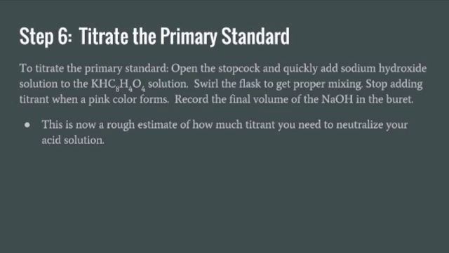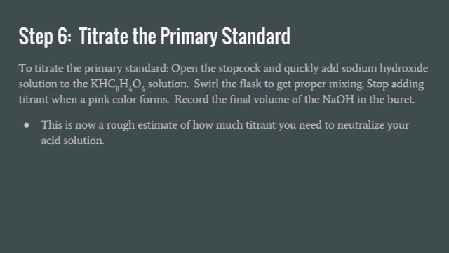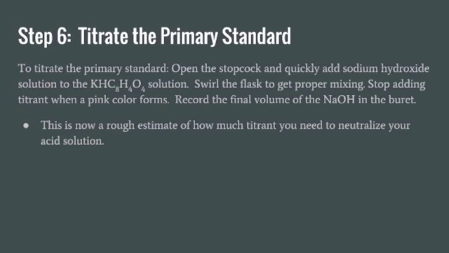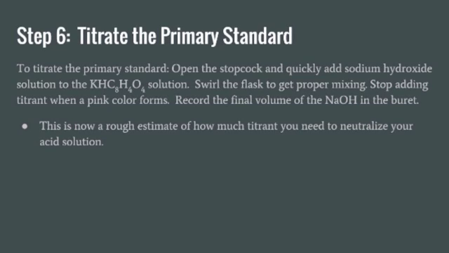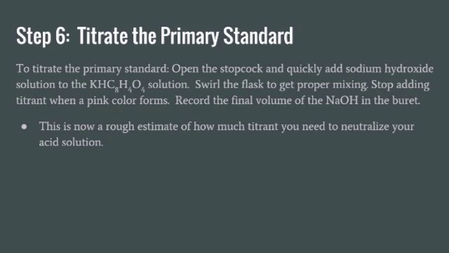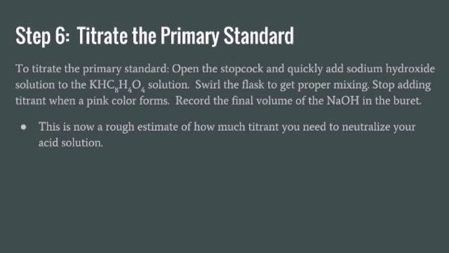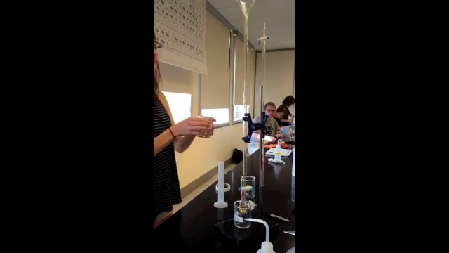For the next step, you want to begin to titrate the primary standard. To titrate the primary standard, you're going to start by opening the stopcock and quickly adding the sodium hydroxide solution to the KHC8H4O4 solution. You're then going to want to swirl the flask to get a proper mixing. Then you want to stop adding the titrant when a pink color forms. You're going to want to record your final volume of the NaOH in the burette to have in mind later for further calculations. This is now a rough estimate of how much titrant you'll actually need to neutralize your acidic solution.